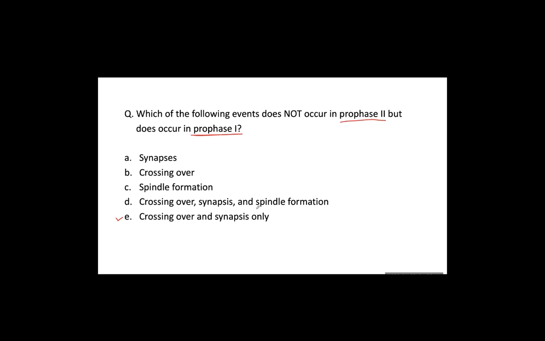So even though spindle formation might be correct, this and this cannot occur. Therefore, D cannot be the answer, but this is a sufficient answer for this question. Only synapsis is correct, but crossing over is also correct. So include synapsis and crossing over together. This is the best answer. And then in prophase two, there's no crossing over, there's no synapsis formed. Therefore, even though there's spindle formation in D, this cannot be the answer. So the answer is E.